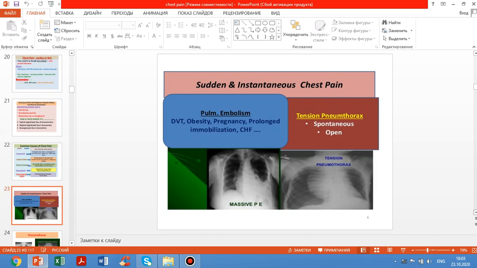Causes of sudden and spontaneous pain in the chest are pulmonary embolism due to deep vein thrombosis, obesity, pregnancy, prolonged immobilization, cardiac heart failure, tension pneumothorax, spontaneous and open pneumothorax.